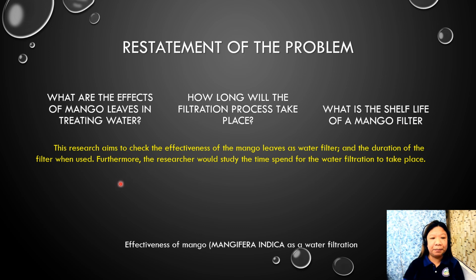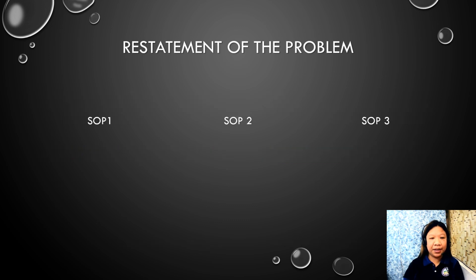For instance, this research aims to check the effectiveness of the mango leaves as water filter and the duration of the filter when used. Furthermore, the researcher would study the time spent for the water filtration to take place. So out of the interrogative sentence, you need to come up with a declarative statement. Okay? So that is how a restatement of the problem is written. In this part, it's your turn to make your own restatement of the problem. So go back to your SOP 1, SOP 2, SOP 3, and so on.